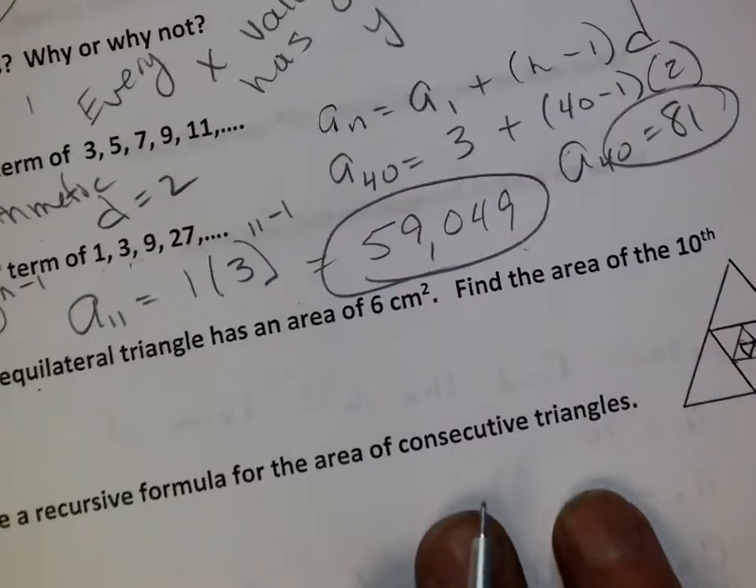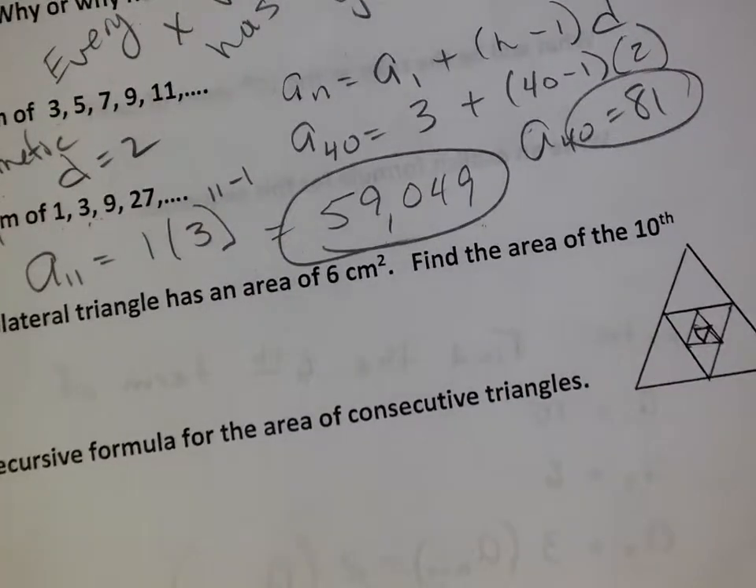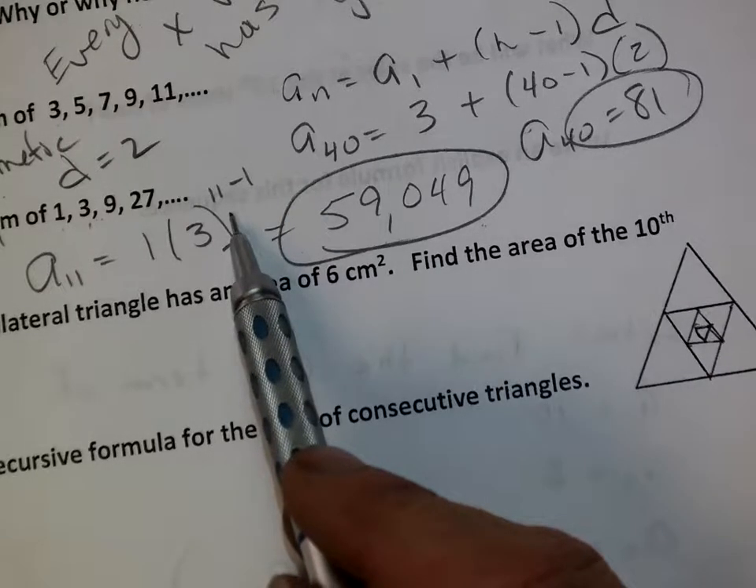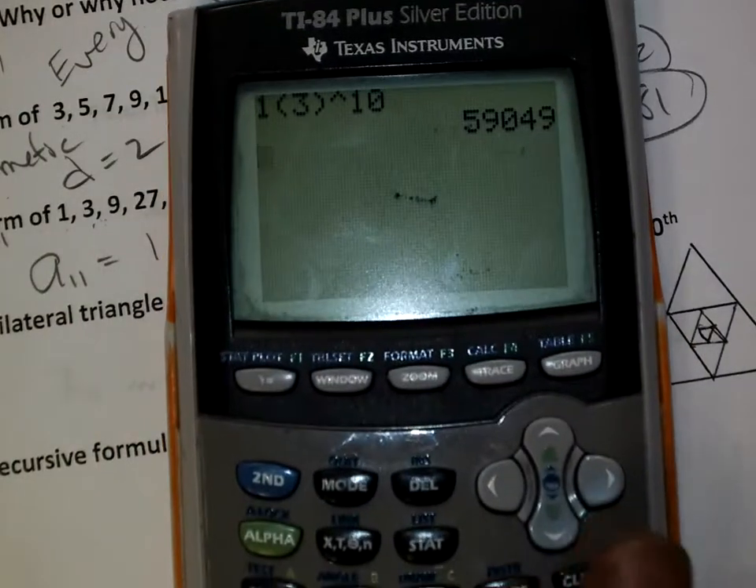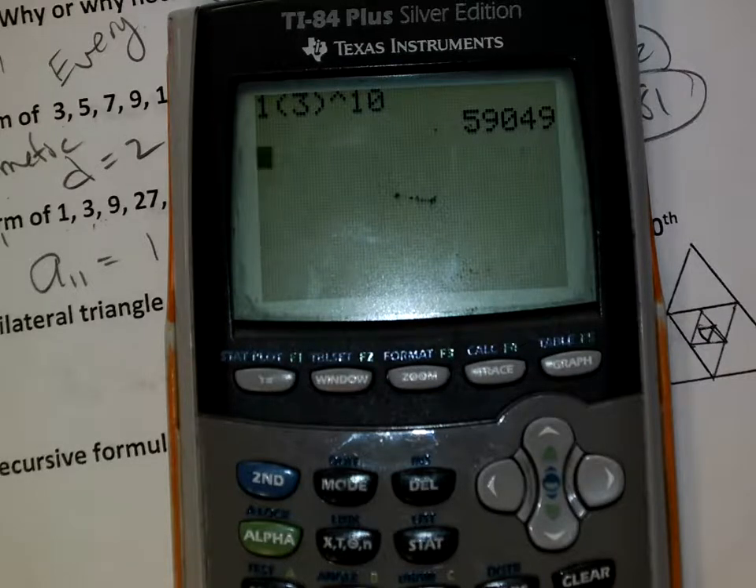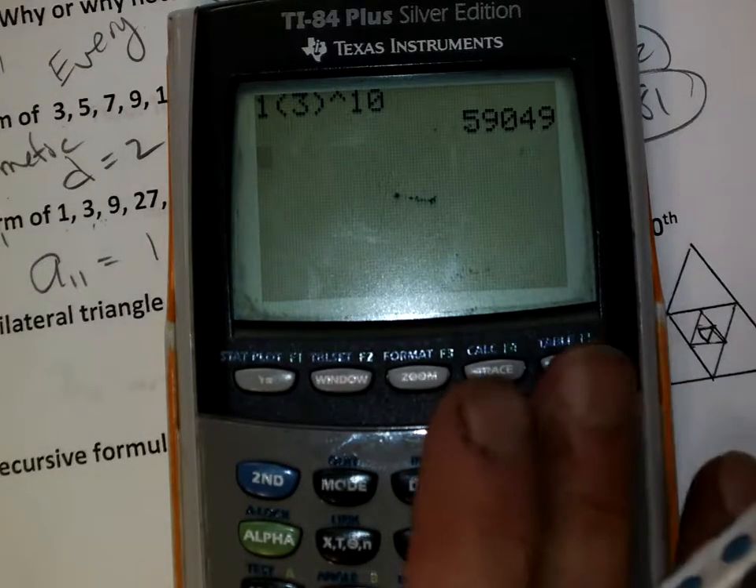Okay, and that will be the 11th term. 1 times 3 to the 10th power equals 59,049. So here it is in the calculator. See, to the 10th power? Yeah, it's huge, isn't it? Remember we talked about those, remember we did the Skittles? And all of a sudden the graph just went boom like that, right? They get big fast, don't they?